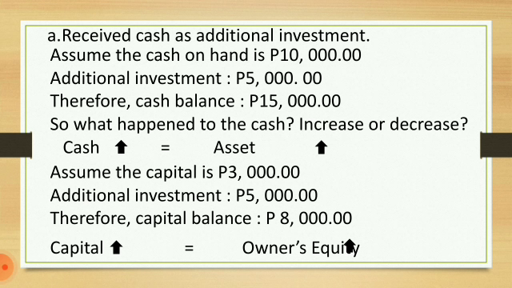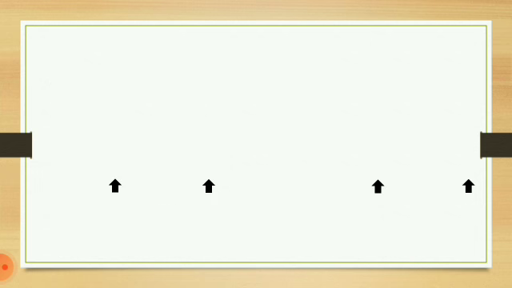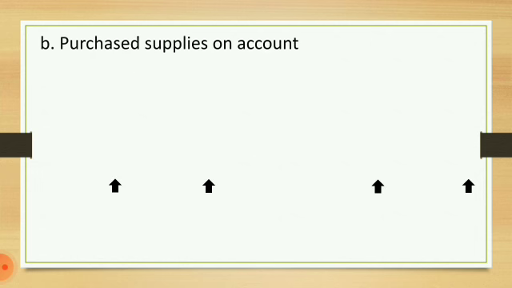Now going back to the accounting equation, we have assets, liabilities, and owner's equity. Now what happened to the liabilities? Is the liability affected? The answer is no, it's not affected. Now another example, purchased supplies on account.